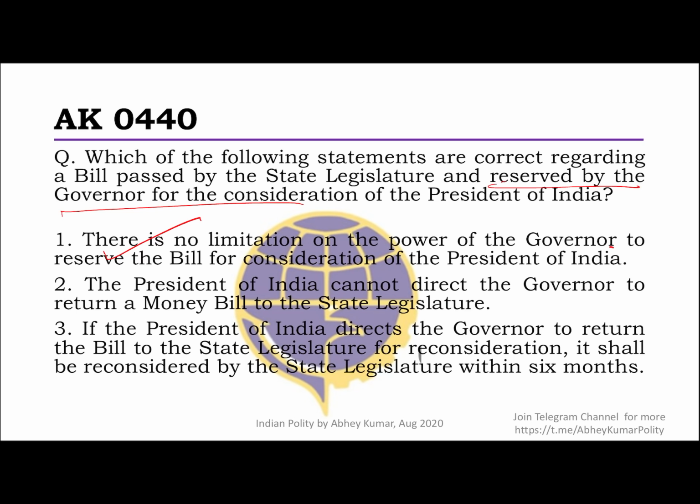And that's where the second statement comes, that the president cannot direct the governor to return a money bill. Absolutely correct. The governor cannot return, and hence when the money bill is reserved for the president, even the president cannot direct the governor to return. And if the president directs the governor to return a bill, of course, which is not a money bill, for reconsideration, it shall be considered by the state legislature within 6 months. This is also correct. There is a timeline on the state legislature.